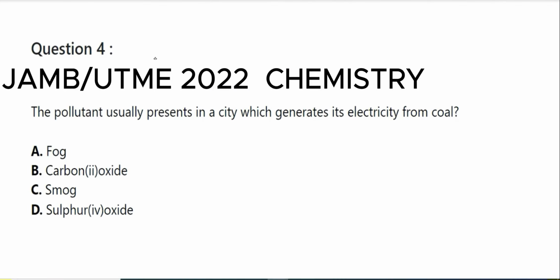Question number 4. The pollutant usually present in a city which generates its electricity from coal is option A, fog, option B, carbon(IV) oxide, option C, smoke, and option D, sulfur(IV) oxide. So sulfur oxide is the solution. If you want to know more about air pollutants, you can watch the comment video.